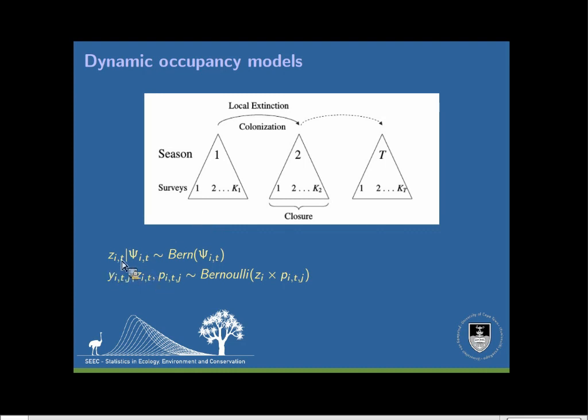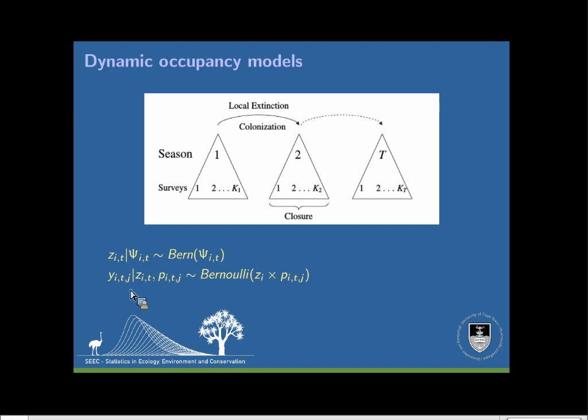Okay, so the model is quite similar to what we saw before. So we still have the set, the true occupancy status, which is 1 if the species is there and 0 if it's not there. Now that's indexed by I, the site, but also by time. So that's season. So we've got season 1, season 2, up to season T. And that again follows a Bernoulli distribution with probability psi IT. So now the psi, the occupancy probability, can also vary across sites and over time. But what we are actually seeing are the Y's, so that's the observations, detections, non-detections, and they are now indexed by I, T, and J.